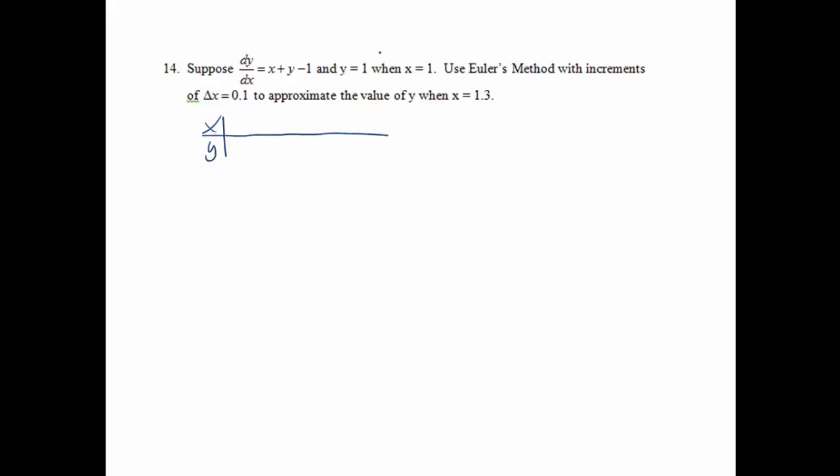I know my initial condition is (1, 1). I know I need increments of 0.1, so my next x will be 1.1, 1.2, 1.3, and I just want to find 1.3, so I can stop there. Okay, so now I'm going to do my steps.